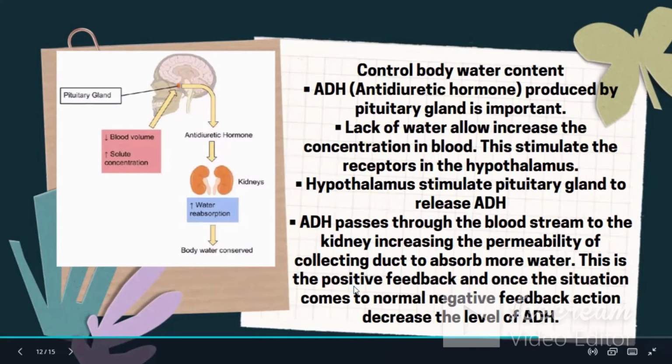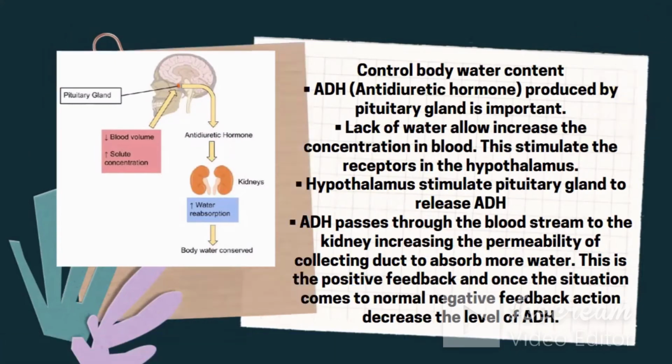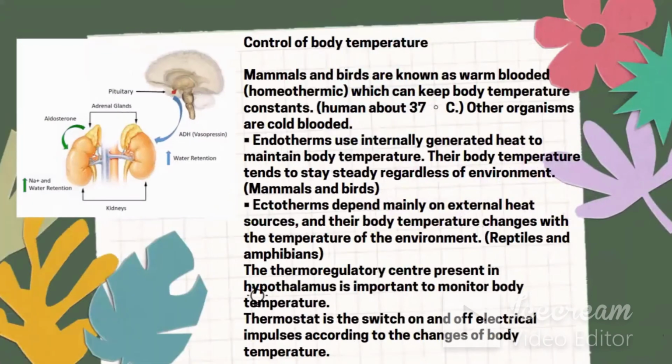The kidney is also important for maintaining body temperature. We can categorize organisms into two groups, endotherms and ectotherms. Endotherms, such as mammals and birds, maintain a constant body temperature at a certain level. Ectotherms can change their body temperature according to environmental temperature changes, like reptiles and amphibians.